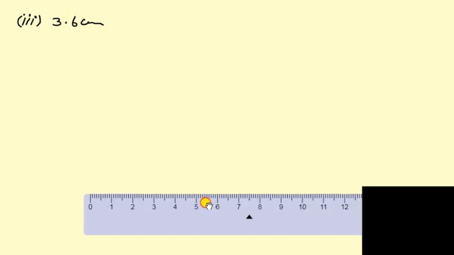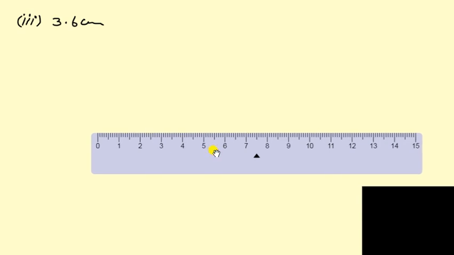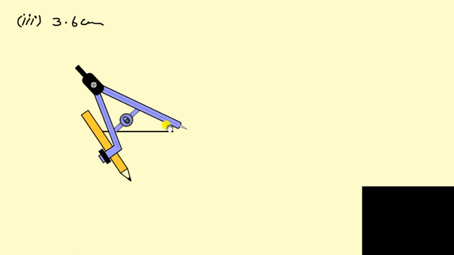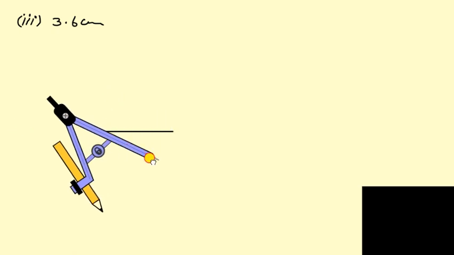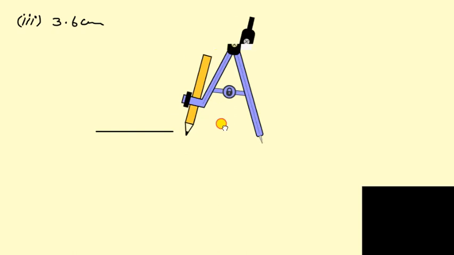That is the C point, and C is the bisector of AB. So you can draw very well this type. So let us do the third part of this question.